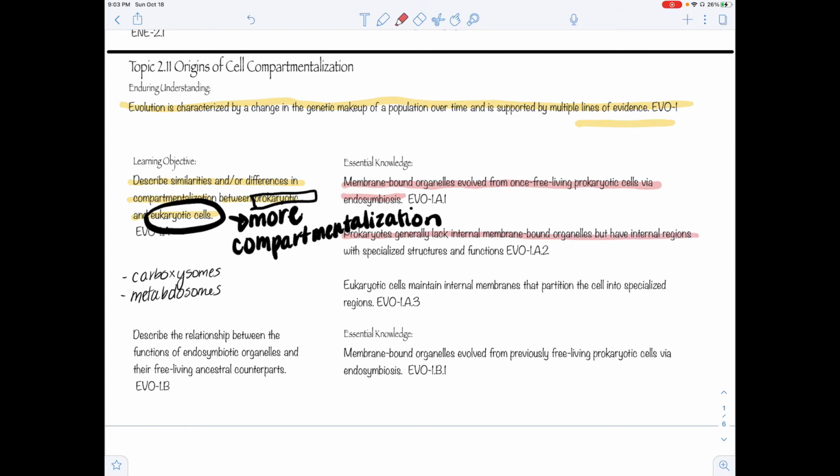And you have to know that prokaryotes generally lack internal membrane-bound organelles, but they do have internal regions with specialized structures and functions. So think about your carboxysomes. In bacteria, we have these carboxysomes, which are bacterial microcompartments within the bacteria, and they are the predominant enzyme. They're working on carbon fixation.